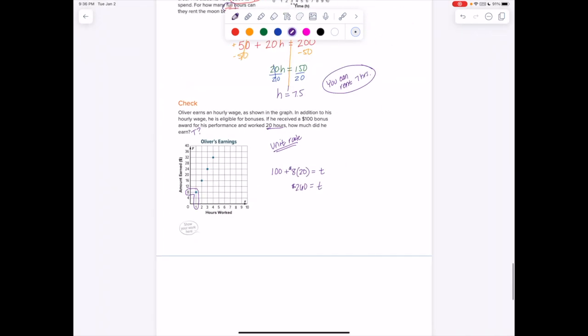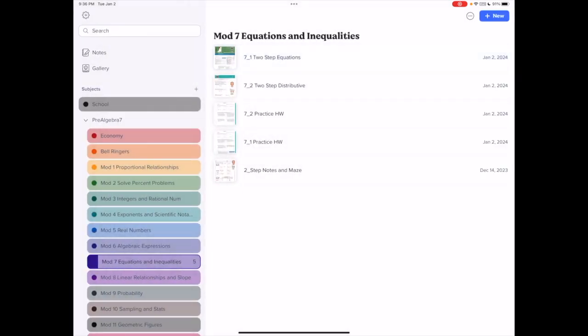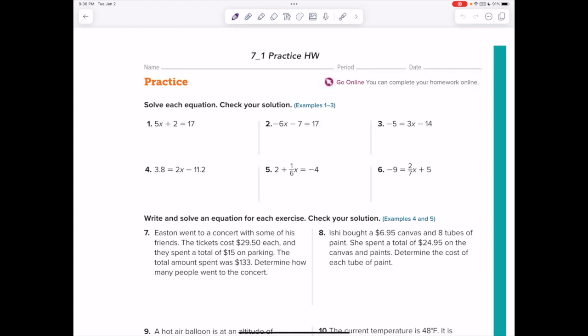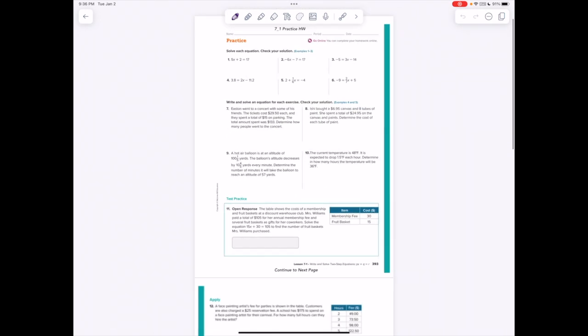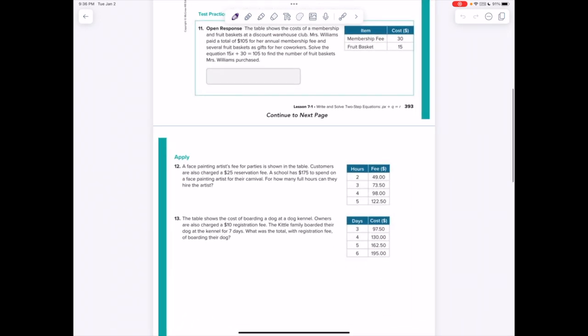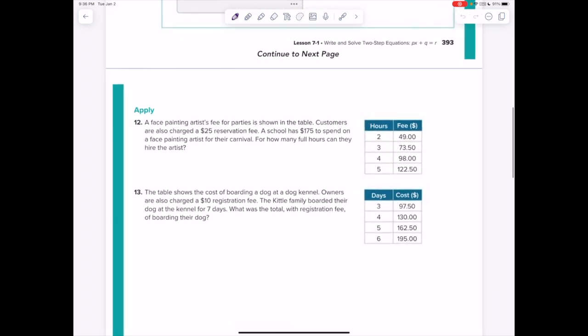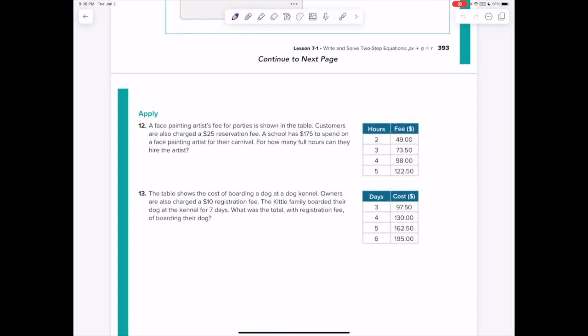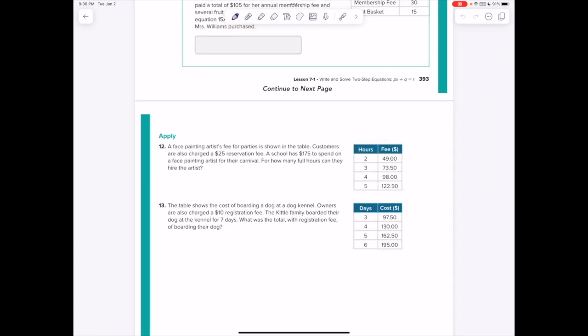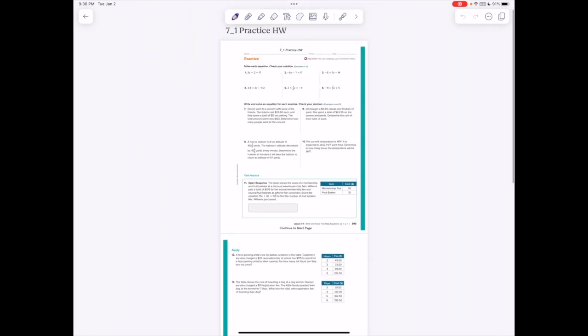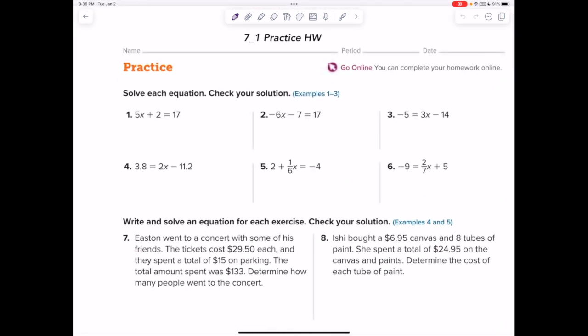So let's go ahead and head to the practice homework. So 7-1 practice. Okay. You can see we have some word problems, and you have 2 problems for the apply, just like we did as well. Okay. So let's go ahead and walk through some of these together as a review. We'll do 1, 2, and 5 with me. Yours will be 2, 3, and 6.